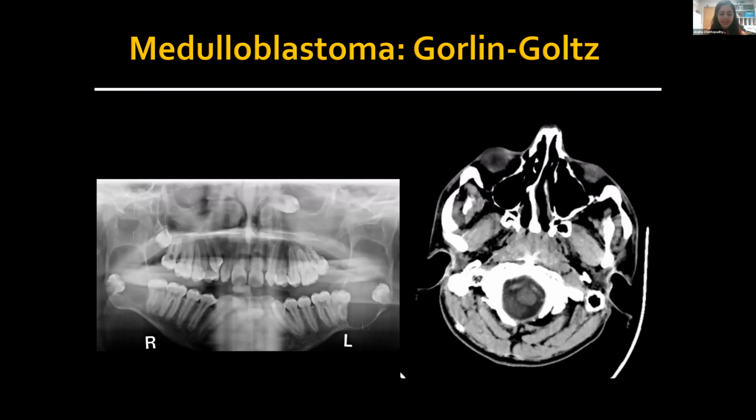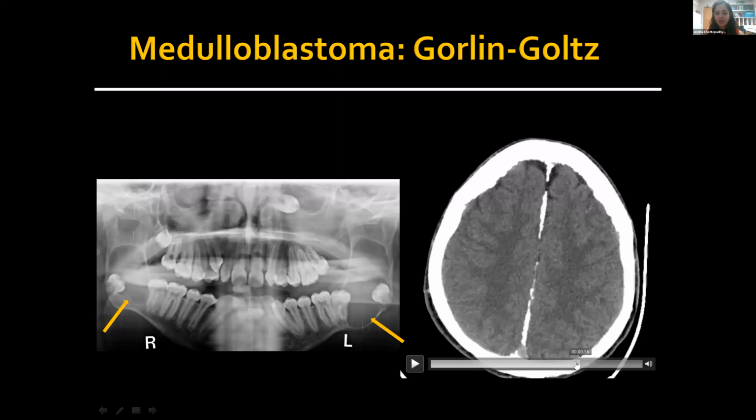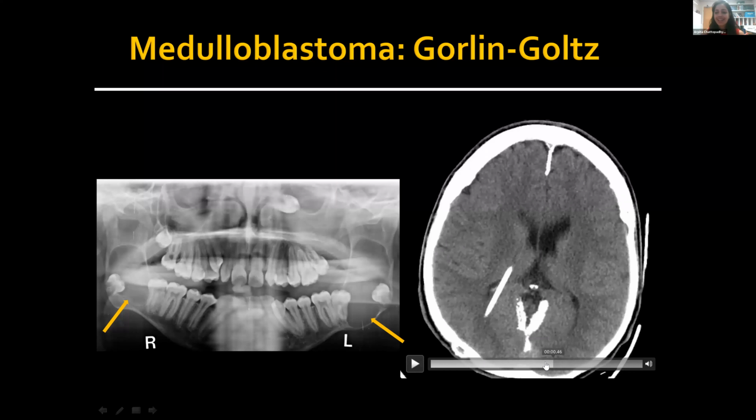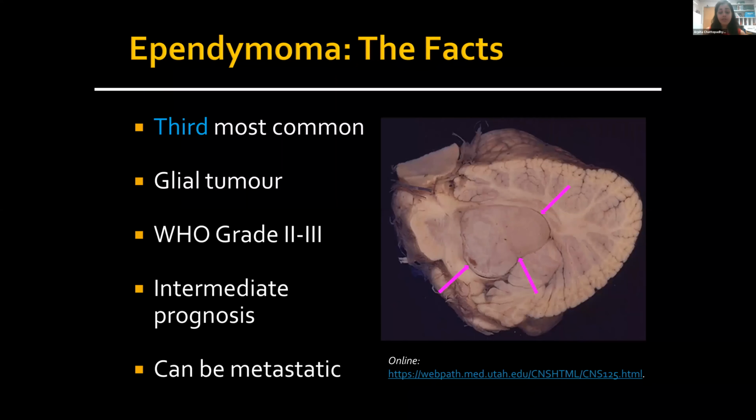I won't spend a lot of time on this. Again, you'll cover it in a few weeks, but make sure you check for odontogenic keratocysts. And on CT head, these cases may have dense calcification along the falx. So I'll scroll through that. And it also may extend over the tentorial leaflets as well. So that's medulloblastoma. The third most common tumour are ependymomas.